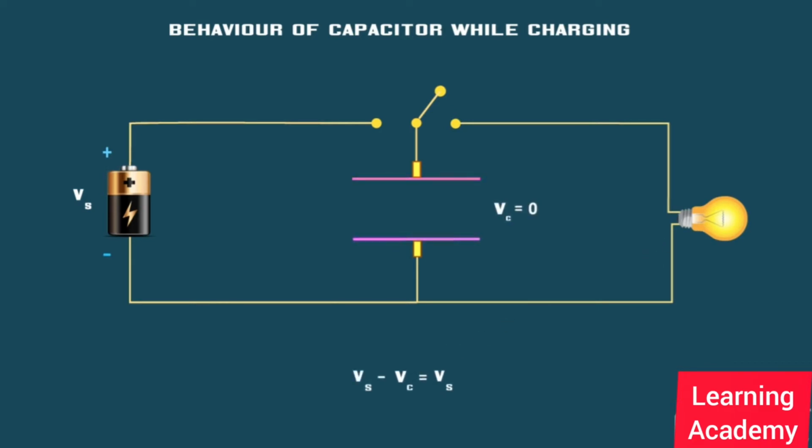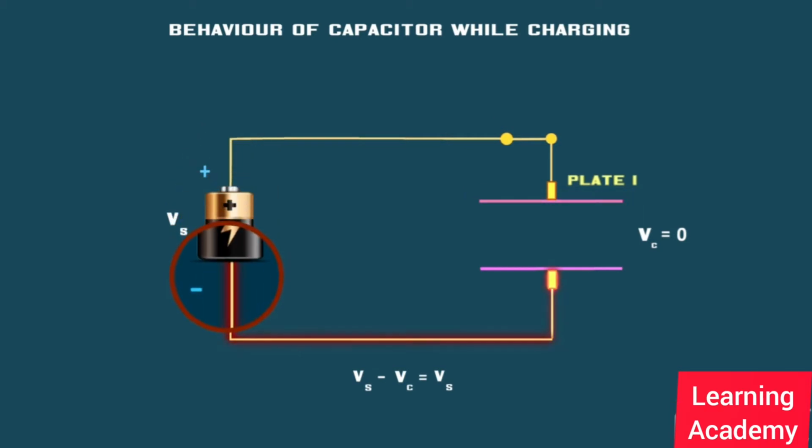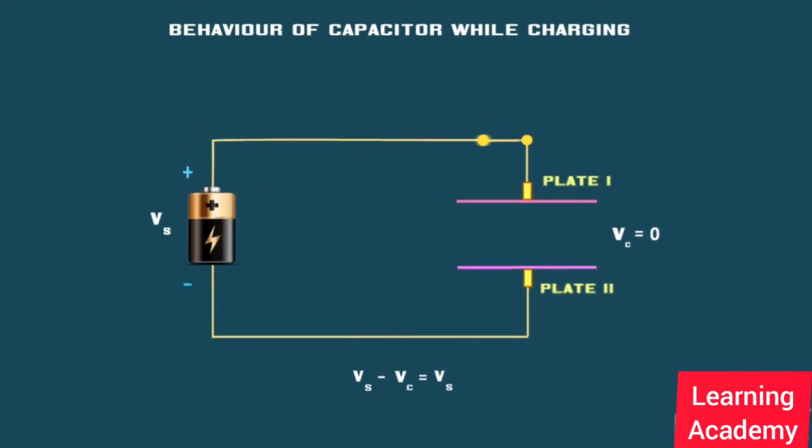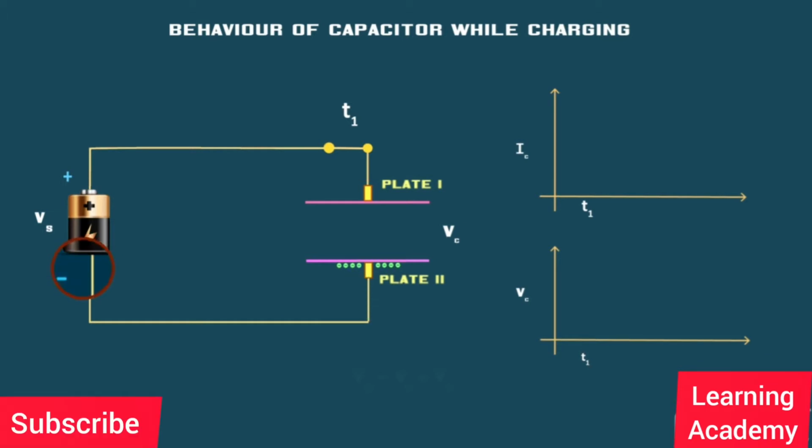across the capacitor. A capacitor is connected across a battery through a switch, such that the positive end of the battery is connected to plate 1, and the negative end of the battery to plate 2. Suppose the switch is closed at time t1. There will be a closed path, and electrons start rushing into plate 2 of the capacitor from the negative end of the battery. At this moment, the current will be high.